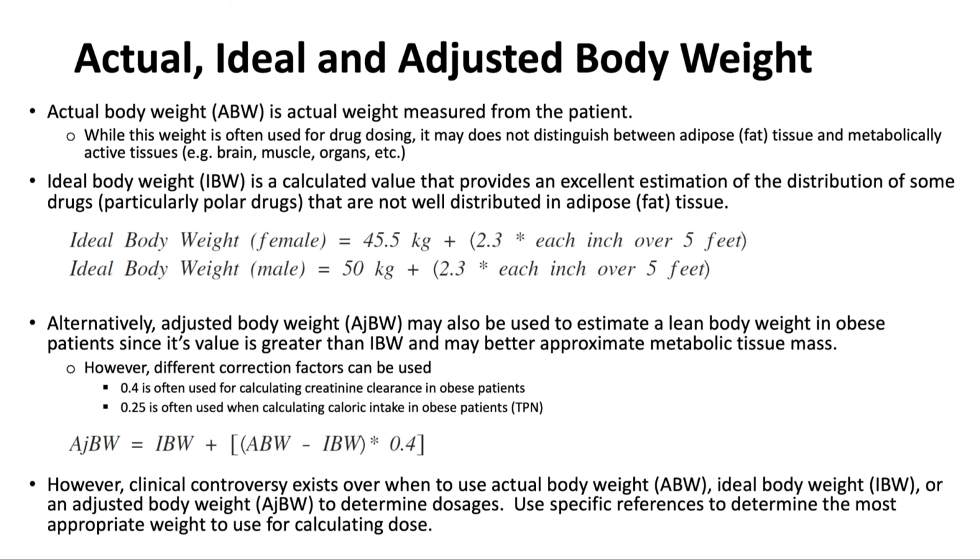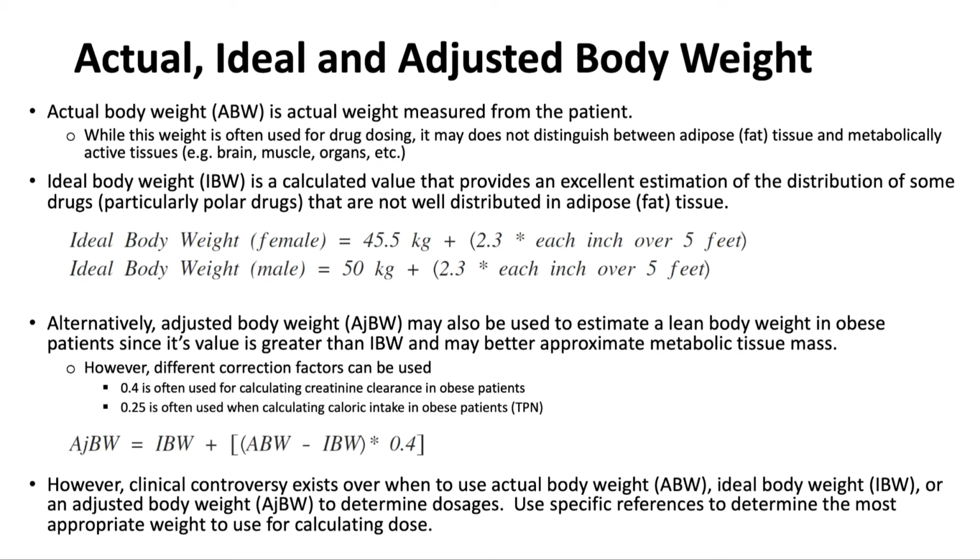What's important now is to realize that an adjusted body weight starts with the ideal body weight and adds some fraction of the difference between the ideal and the actual back to the ideal. So the adjusted body weight will always be higher than ideal body weight, but also always lower than actual body weight. It's an attempt to find some middle ground between those two.